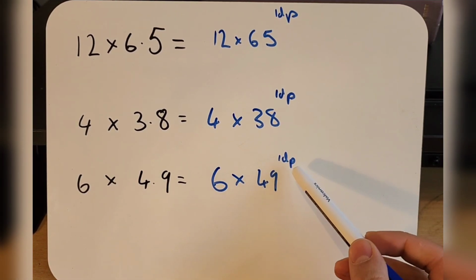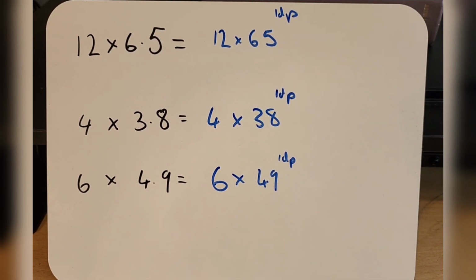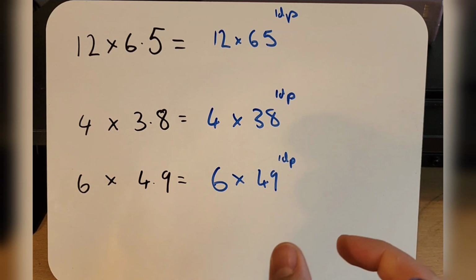I'm a big fan of writing this notation down. You'll see it in one of my other videos where we're timesing decimal numbers. You've got decimals in both of the numbers and they go up to 2, 3, 4 places. This notation will help you with that. So it's a good practice to get into.